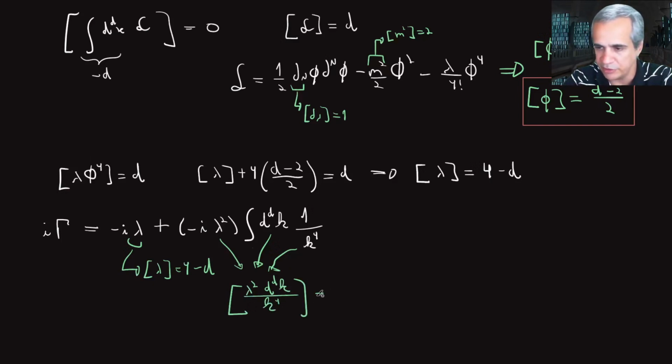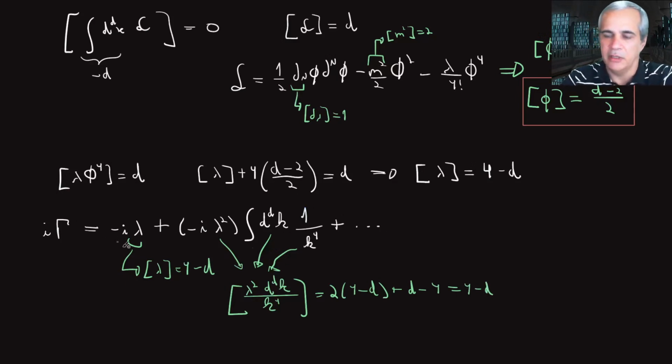The total dimension here, I just have to use the dimensions I calculated above. So the lambda squared here is 2 times (4 minus d) plus d minus 4, right? D from here minus 4 from here, which is 4 minus d. So the sum, and of course there are other terms, I'm just stopping here, the sum makes sense, the dimensions work fine, right?